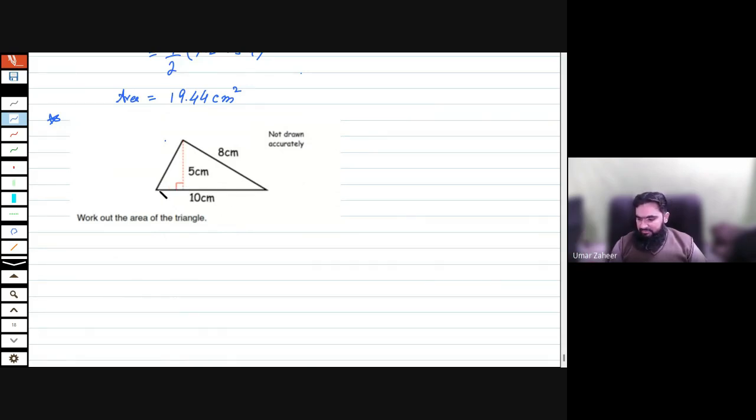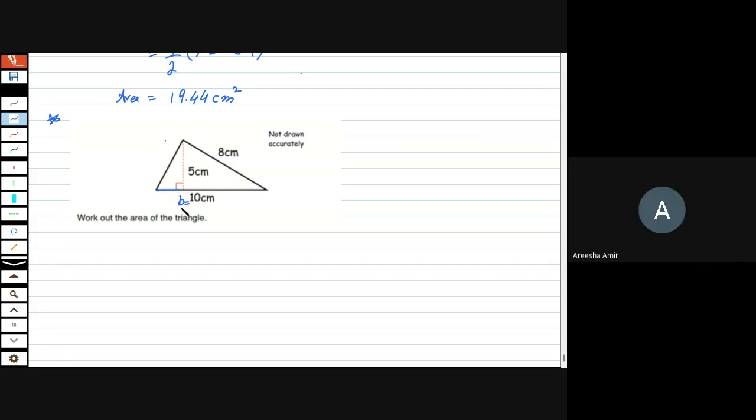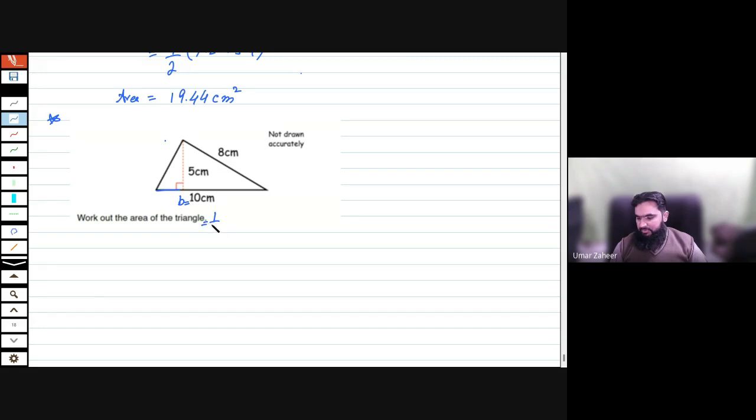Look here, this is the side of a triangle, and this side makes a 90-degree angle with it. So the area is equal to half of base into height. The base is 10 centimeters and the height is 5 centimeters. It will be 1 by 2 multiplied by 10 multiplied by 5. Half of 10 is 5, so you will get 5 multiplied by 5, which is 25 centimeter square.